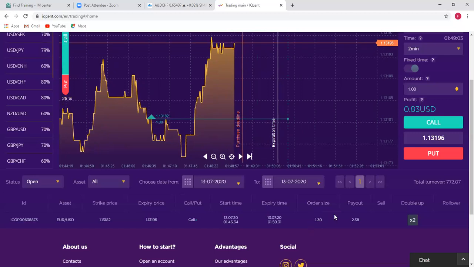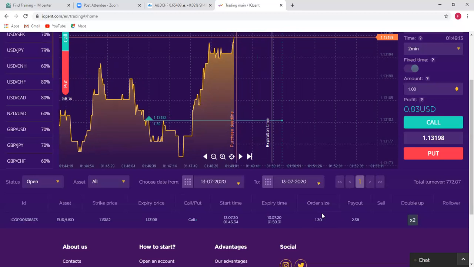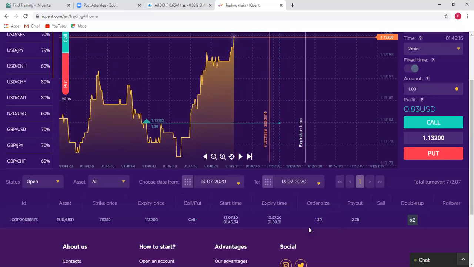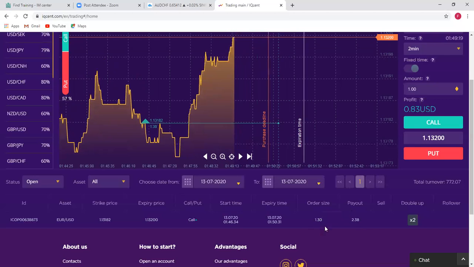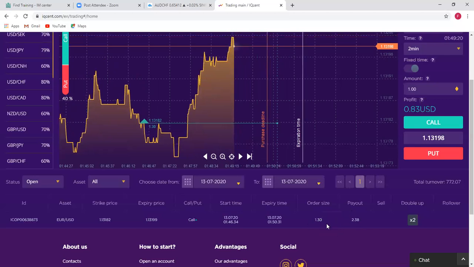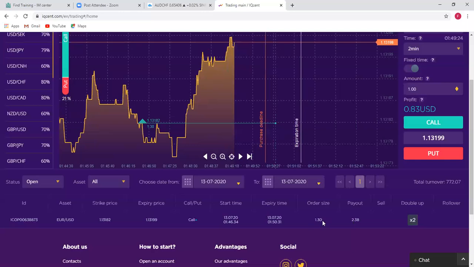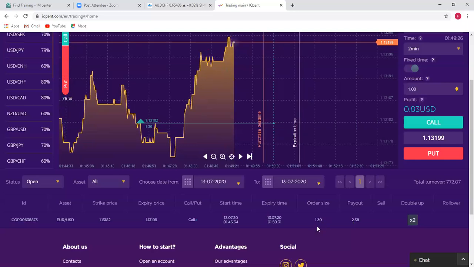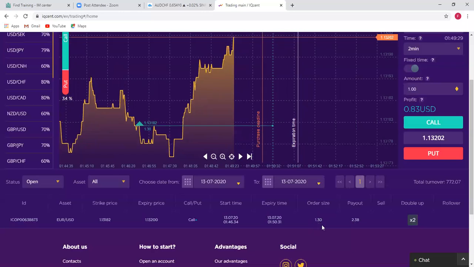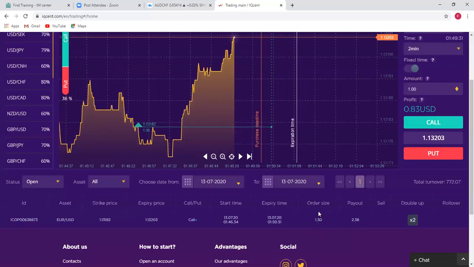If I use $2, 30% of $2 is going to be 60 cents, and my trade is going to be increased from $2 to $2.60. That is how the rollover option actually works. It increases your stake by 30%. So that is how you know when your rollover is actually working or actually activated. So that is what the rollover is all about.